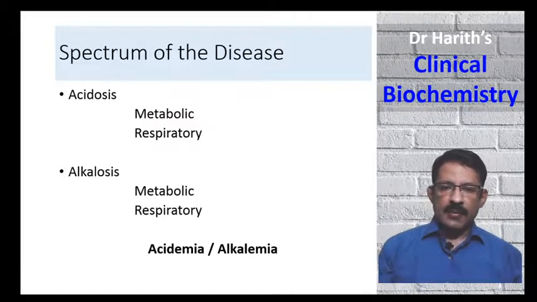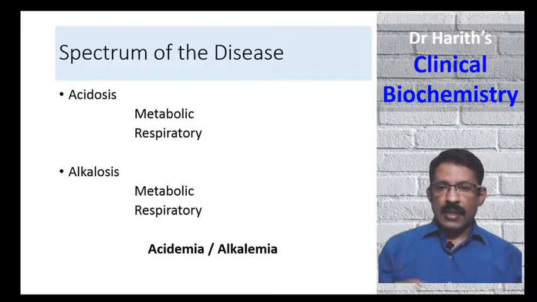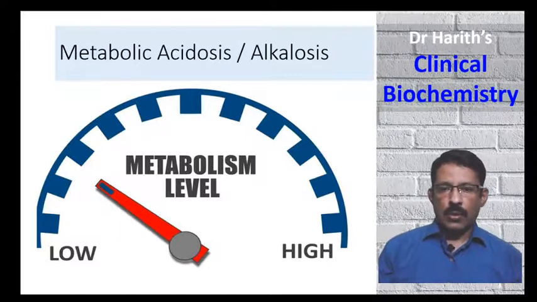Acidemia and alkalemia are two words used to define the pH obtained of the blood from an ABG analyzer. The conditions that lead to acidemia and alkalemia, the diseases that cause acidemia and alkalemia, are acidosis and alkalosis. So let's now delve into metabolic acidosis and alkalosis.